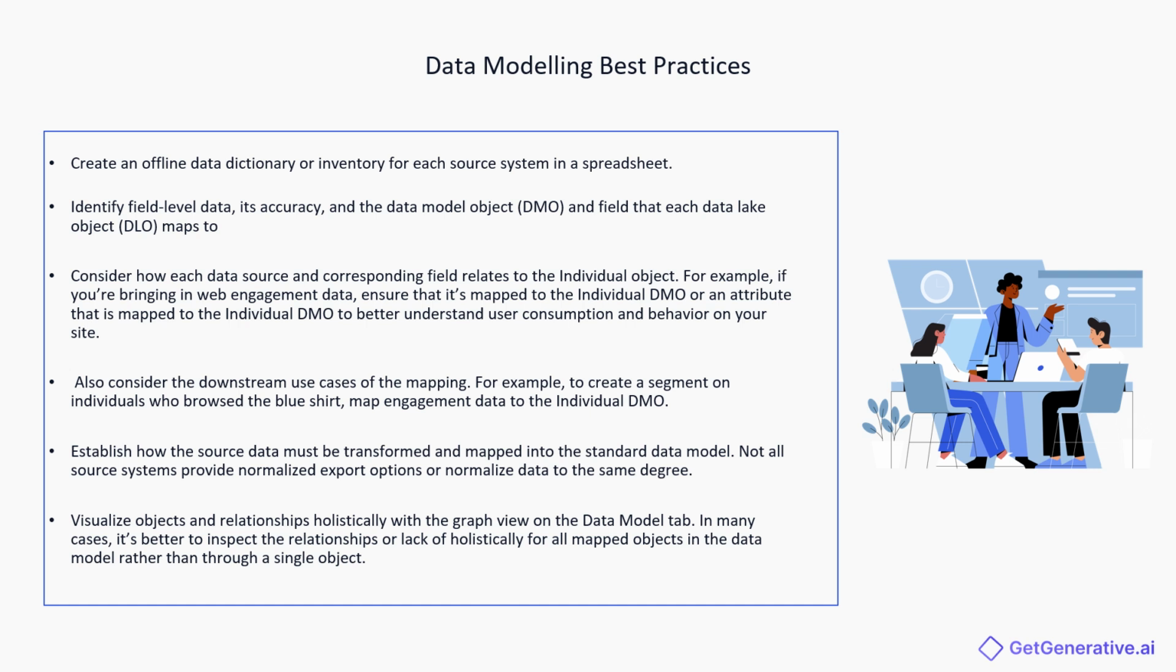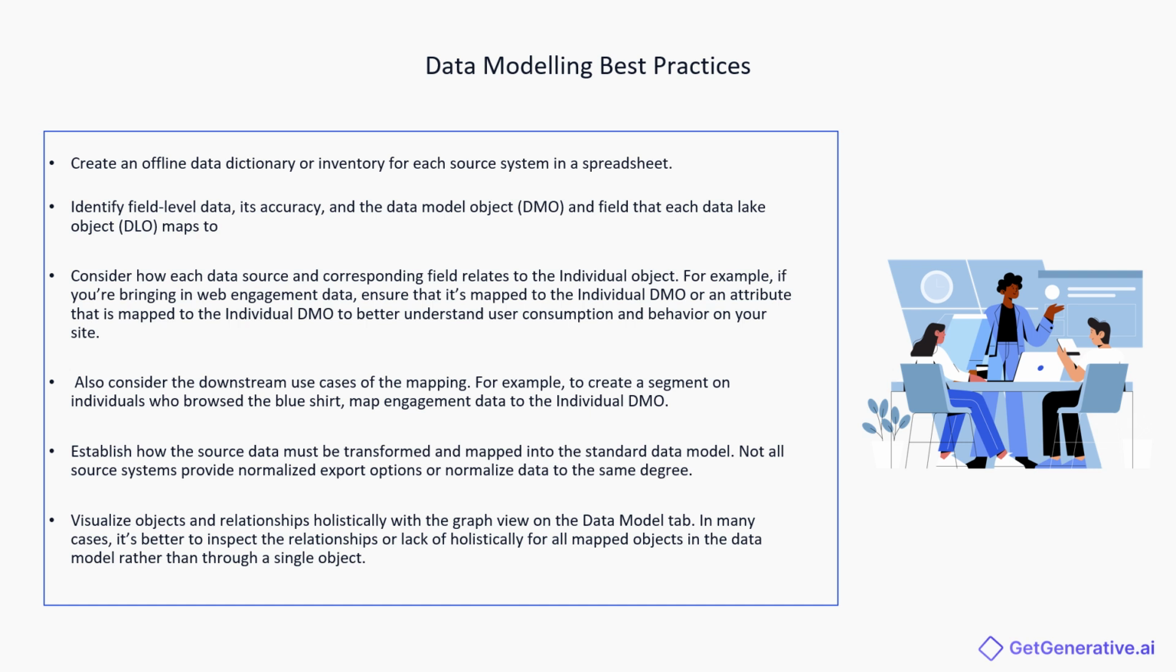Establish how the source data must be transformed and mapped into the standard data model. Not all source systems provide normalized export options or normalized data to the same degree. That's exactly what we have done. During the ingestion phase, we realized the need for data transformation. The data was not normalized, hence we went ahead and performed the normalization. All of these things need to be considered before we actually map the data. The last thing we want to do is map it and then realize it wasn't the correct mapping, or realize that it's overriding the data for any reason.